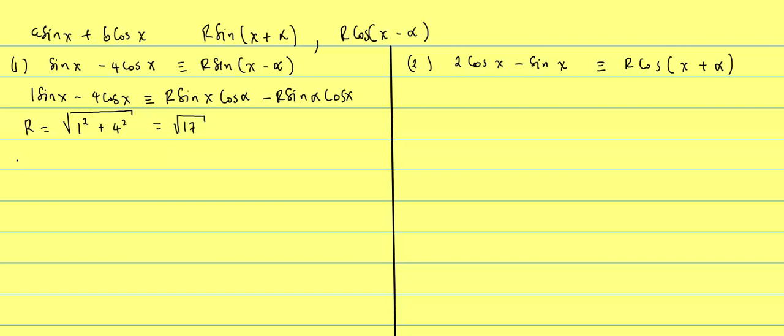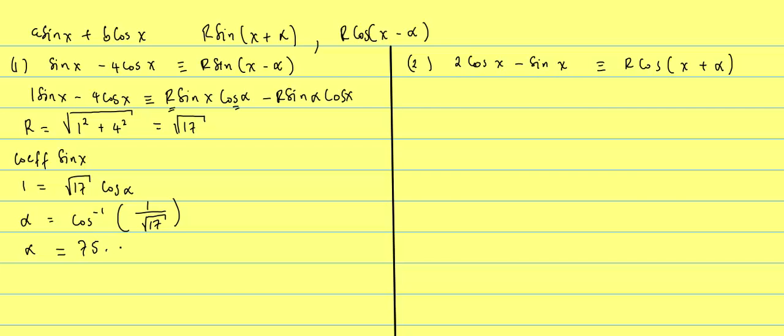Now equating coefficients of sine x, on the left hand side I've got 1, and that should be equal to the coefficient of sine x on the right hand side, which is the square root of 17 in place of r, times cos alpha. So if I go ahead and solve for alpha, you'll find that alpha is equal to cos inverse of 1 divided by the square root of 17. Now using your calculator, you'll find that alpha is equal to 75.96 degrees, correct to 2 decimal places.